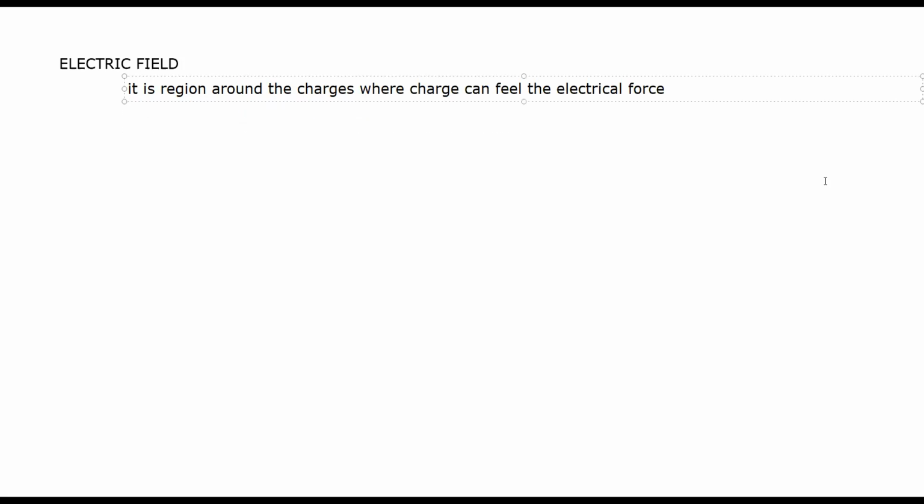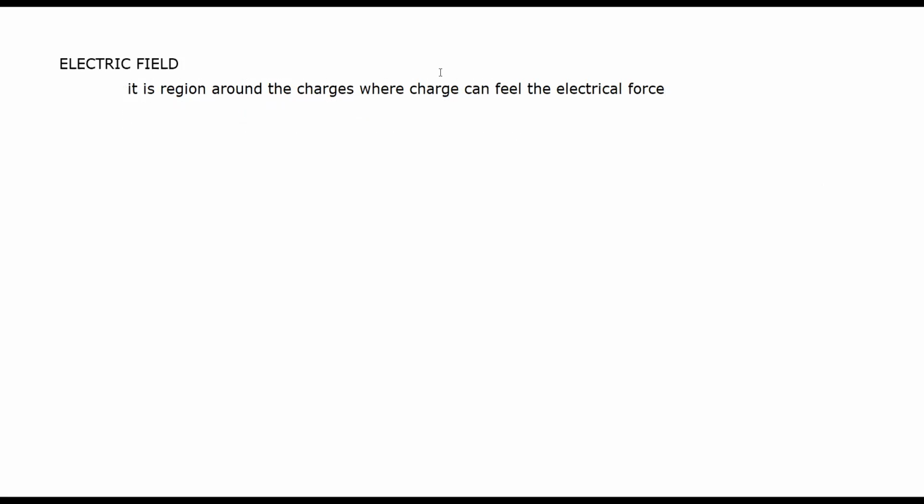So electric field, it is the region around the charge where charges can feel the force, or electrical force. So the space around the charge where the charges can experience the force, that space is known as electric field.